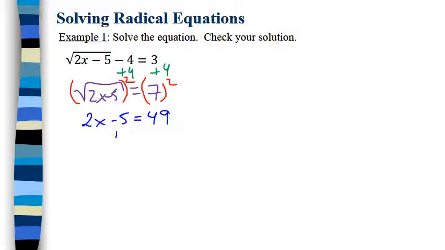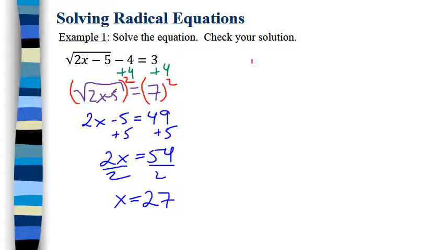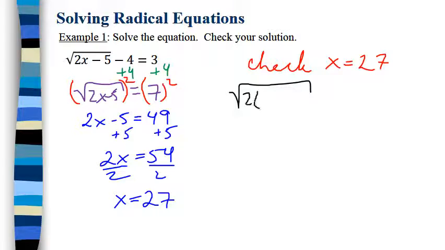And now we have a regular equation, so we can undo the addition and subtraction first. So we have 2x equals 54. And then if I divide both sides by 2, I get x equals 27. But we need to check to make sure that that is actually a solution. So we're going to check x equals 27 by putting that in the original equation, which was 2 times x, which we're checking to see if x is actually 27. So we put that in for x, minus 5, minus 4 should equal 3.